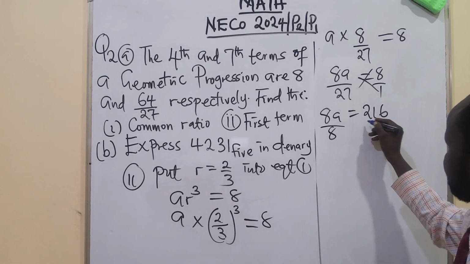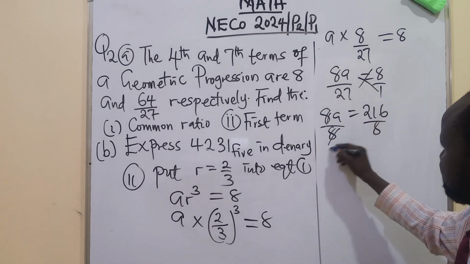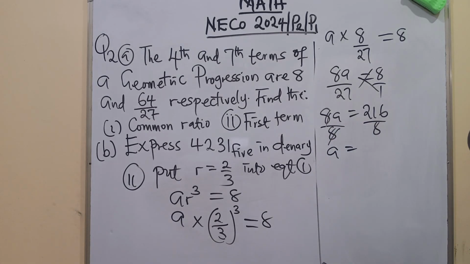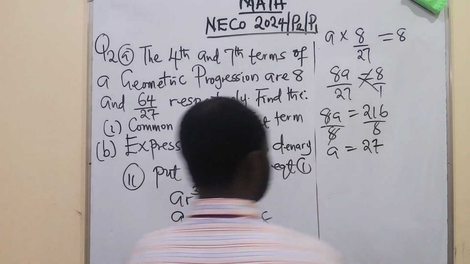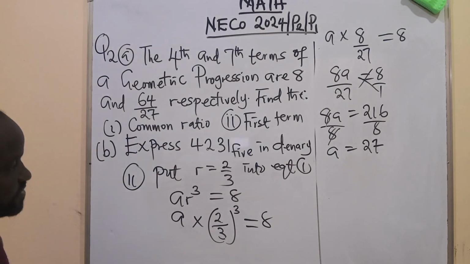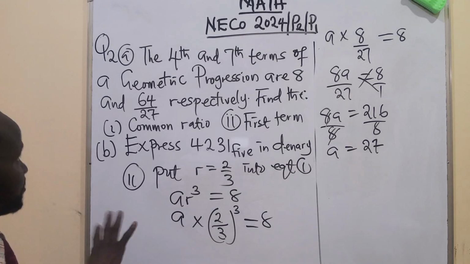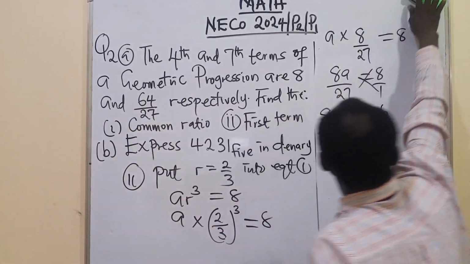So let's divide both sides by 8. A will be 27. So the first term here is 27. This is the solution to a. So let's move to b quickly.